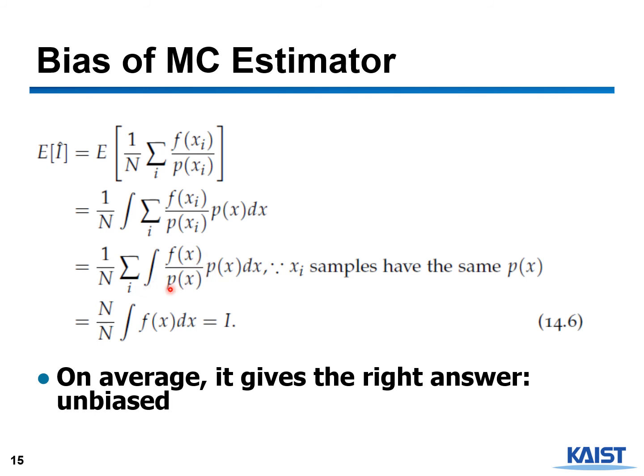In the end, there are n copies of the same function. That's why we have n divided by n, so this cancels out, and in the end this is I. So in other words, on average, our estimator is correct. We get the right answer. In other words, it's unbiased.